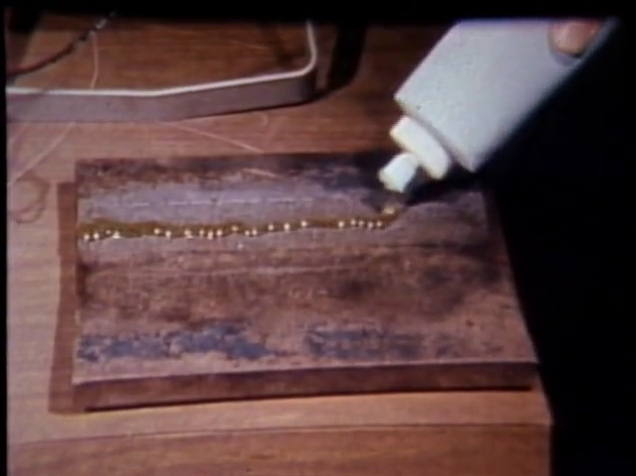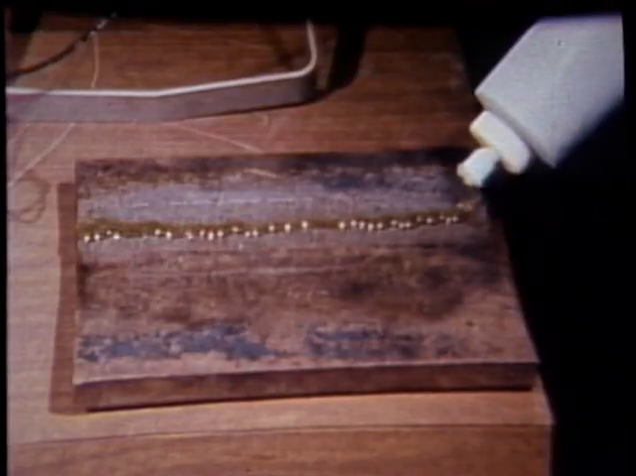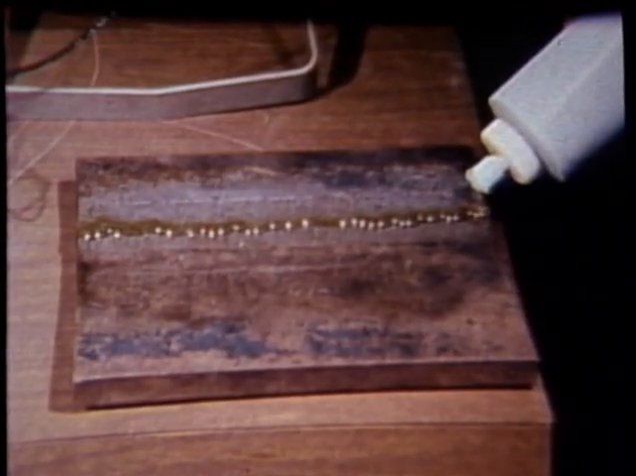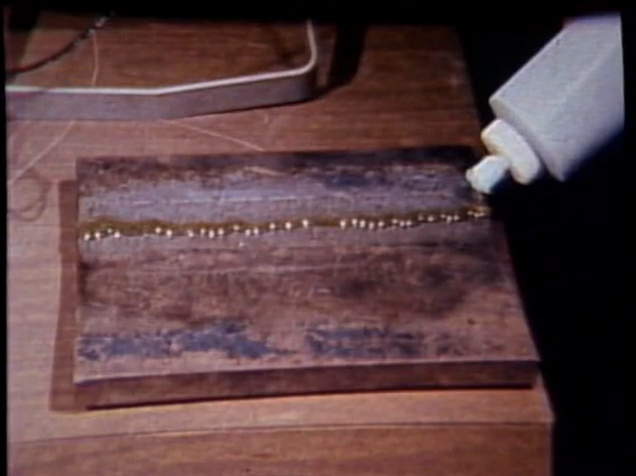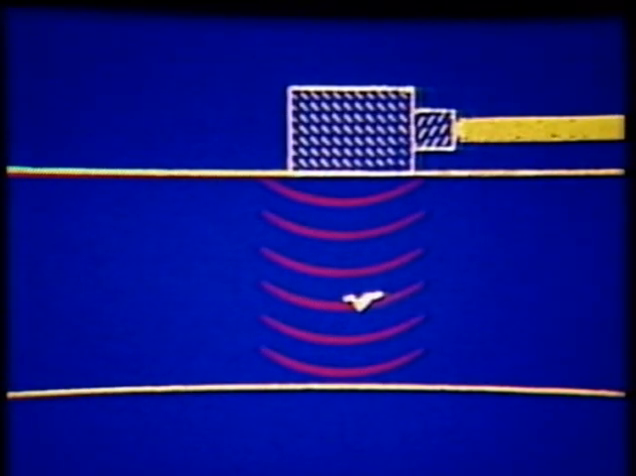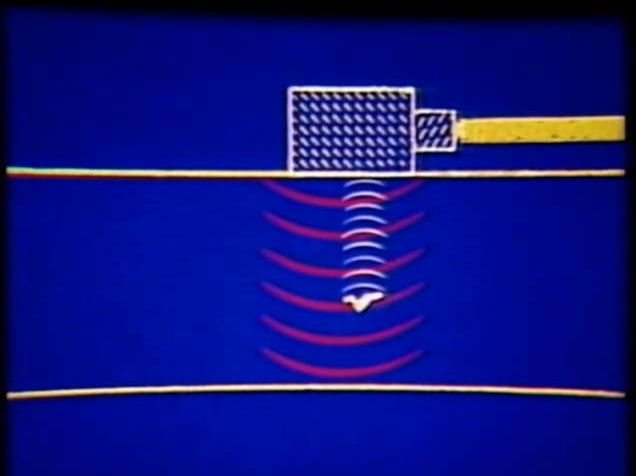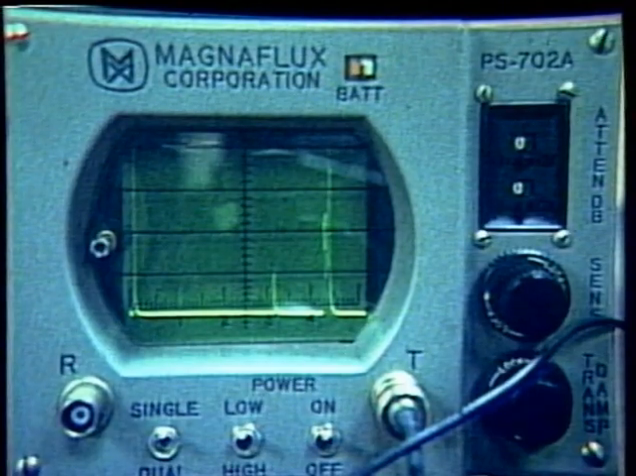Couplants are used to eliminate the air between the transducer and the specimen to ensure proper transmission of the sound waves. They can consist of a variety of liquids, gels, or pastes. Sound waves travel into the specimen, and if they are interrupted or reflected, the transducer will receive an echo. It then sends the signals to the ultrasonic unit, amplifies them, and displays them on a screen.